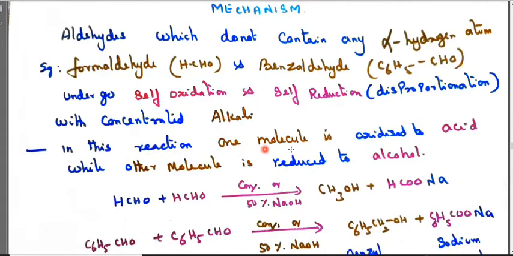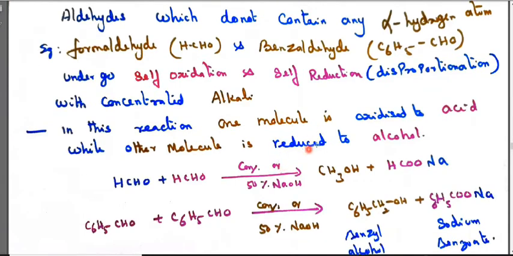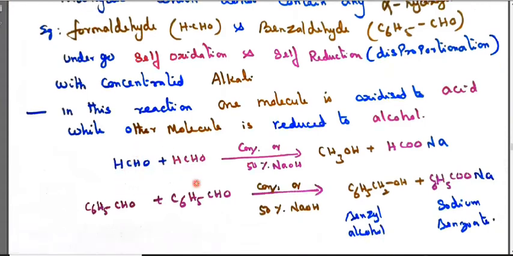In this reaction, one molecule is oxidized to acid while the other molecule is reduced to alcohol. For example, 2 formaldehyde, HCHO. Concentrated, or 50 percent, sodium hydroxide is taken, and one formaldehyde is reduced to alcohol, CH3OH. Another molecule of formaldehyde is oxidized to HCOOH, formic acid. In the presence of sodium hydroxide, we get a salt of formic acid.